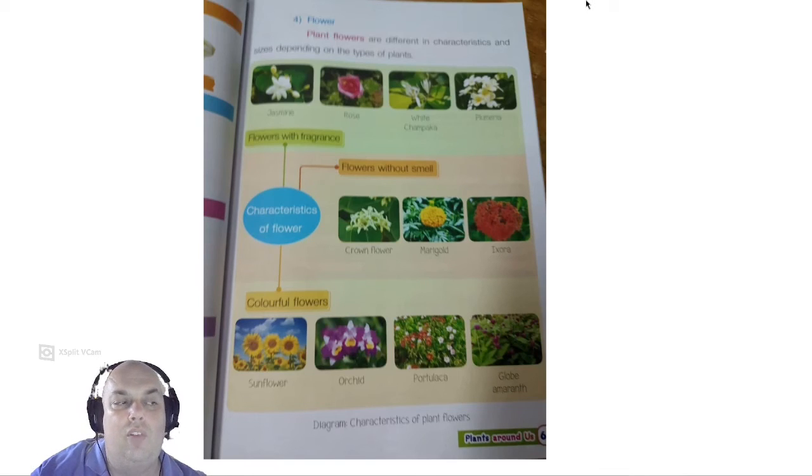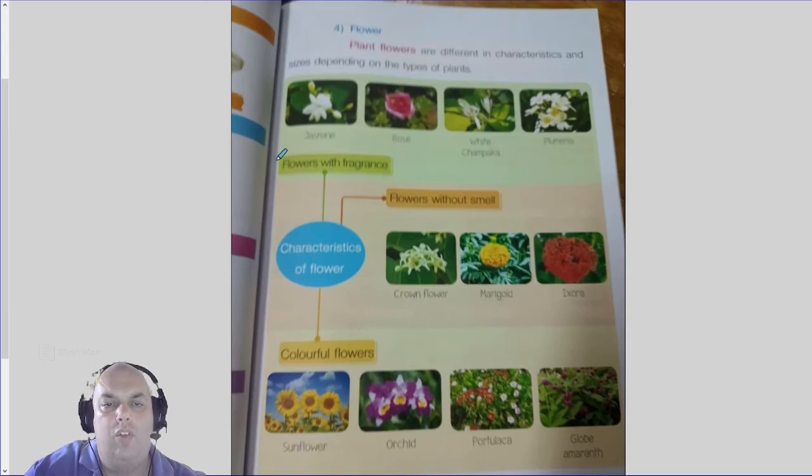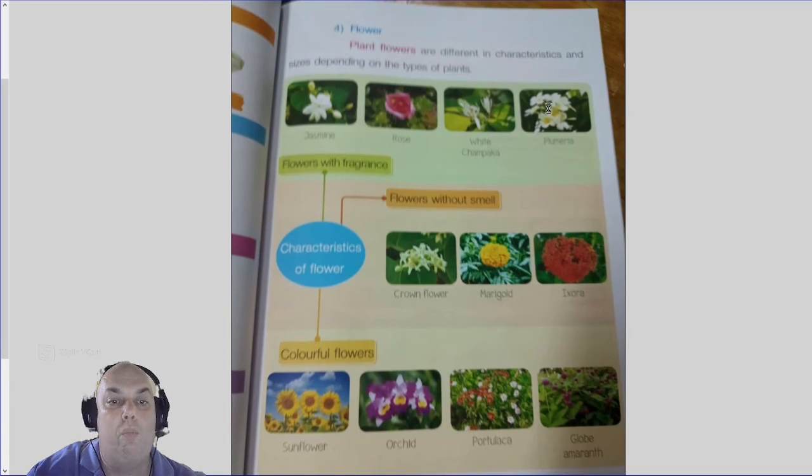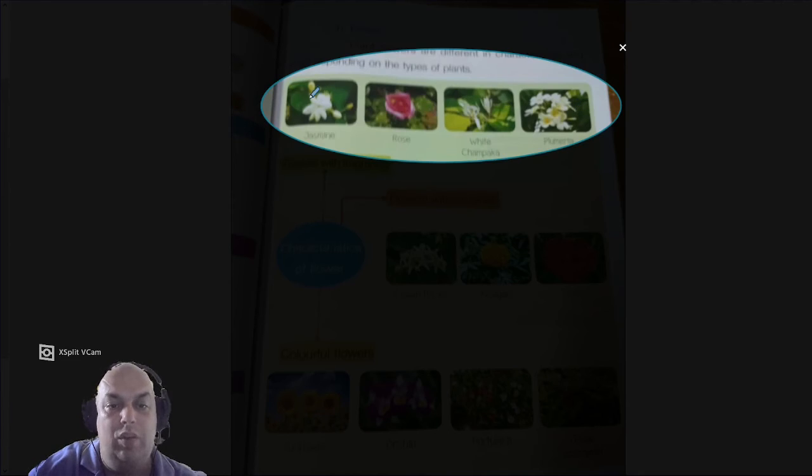Now, as with most plants, the flower also has different characteristics. So let's have a look at the different characteristics of the flowers. So some flowers, like these flowers at the top, have a nice smell. Like for example, the jasmine, the rose, the white champaka, and the plumeria. These flowers have a very nice smell.